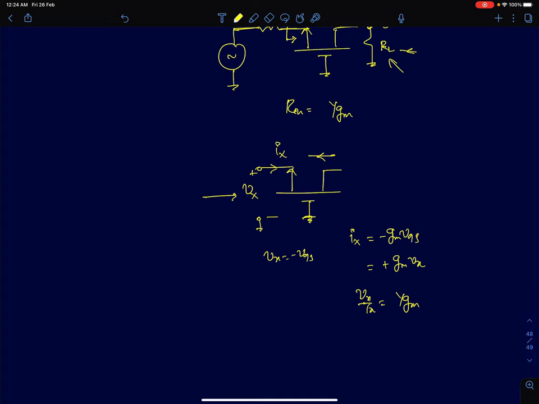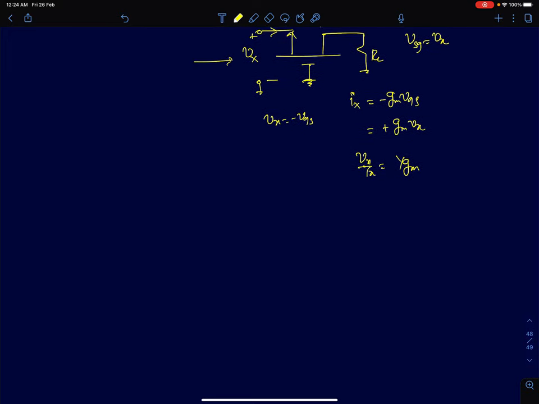As I already discussed in the last class, if you have a voltage Vx appearing between source and gate, Vsg equal to Vx, then you can picturize a current Ix flowing from source to drain in the MOS device. So then you can directly write Vx by Ix as 1 by gm, or the input resistance as 1 by gm. So input resistance is independent of what you connect at the load if R0 is infinity.